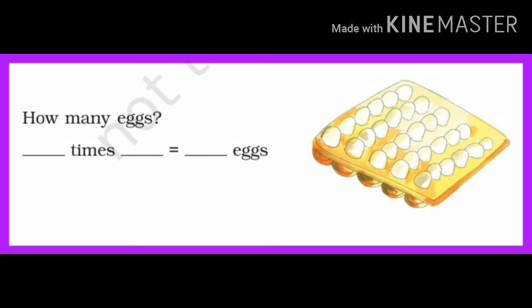You can see here in the picture there are 6 lines of eggs, so we can write it as 6 times. In each line we have 5 eggs. We can write it as 6 times 5. The answer will be 30, as 6 multiplied by 5 is 30.